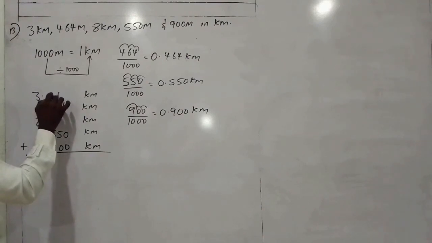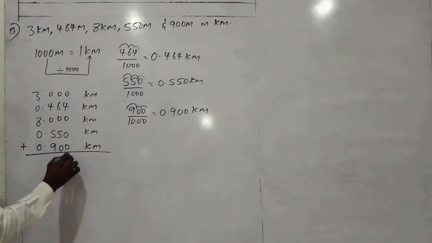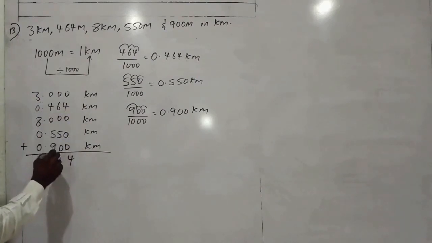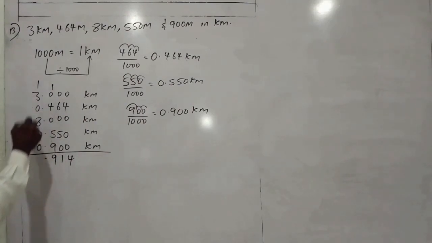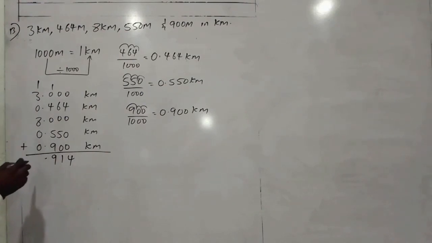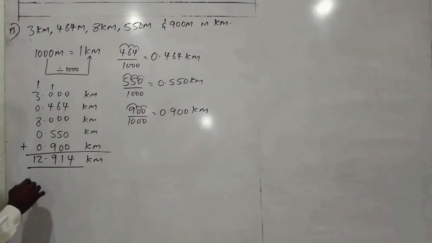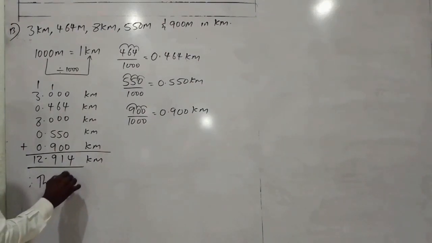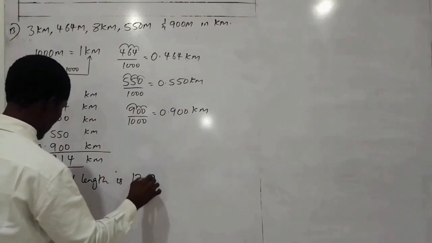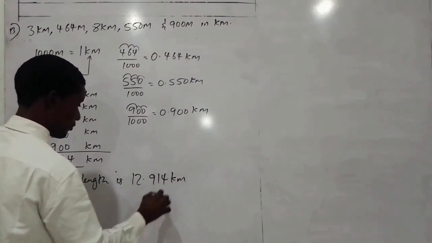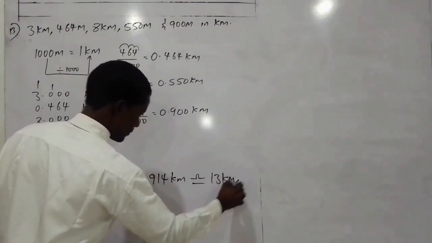Let's balance the empty spaces. So 4 plus 0, that's 4. 5 plus 6, that's 11. 5, 10, 19. Move your 1 here, that's 4. Plus this, that will give us 12. So therefore, the total length is 12.914 kilometers. And you can approximate this to be 13 kilometers.